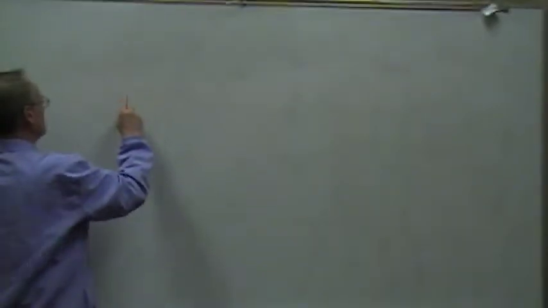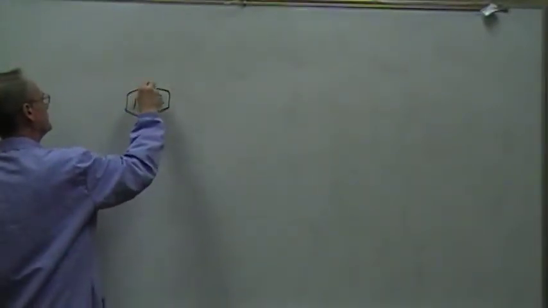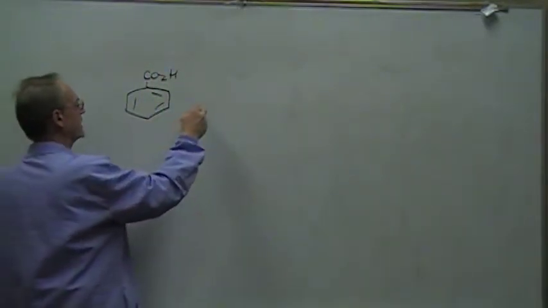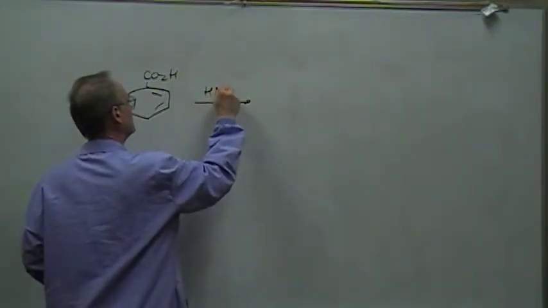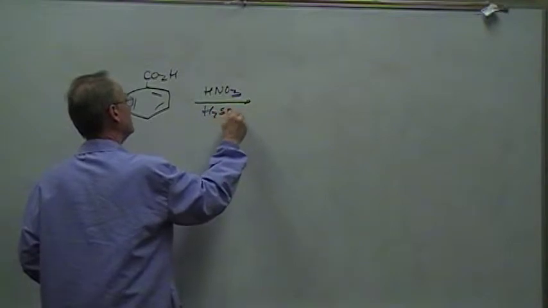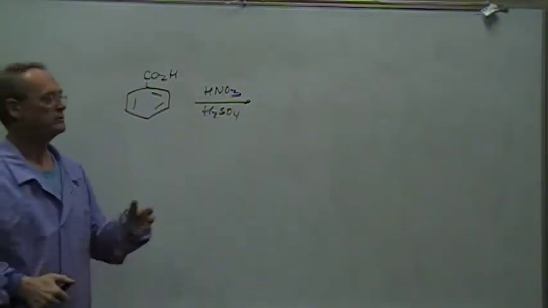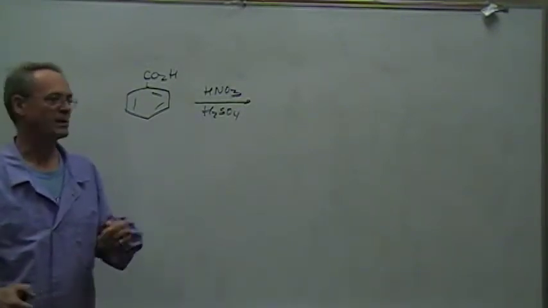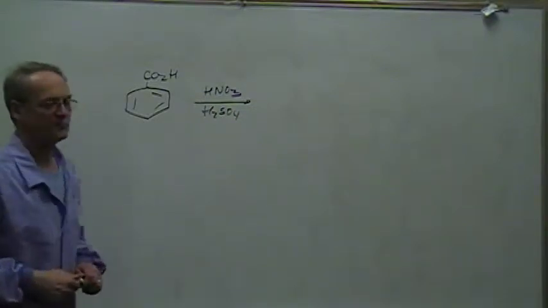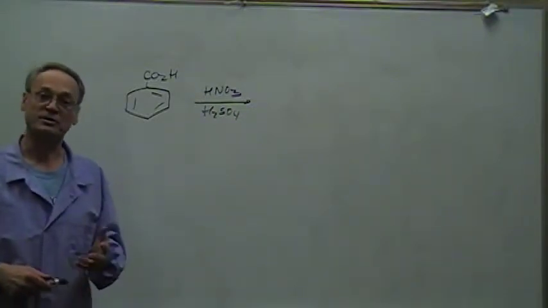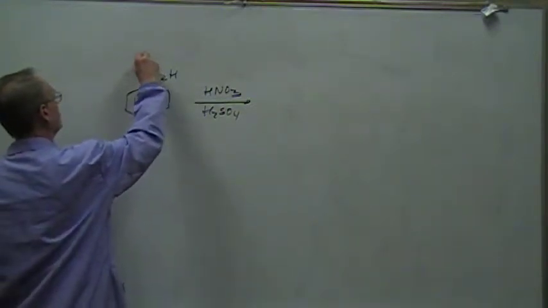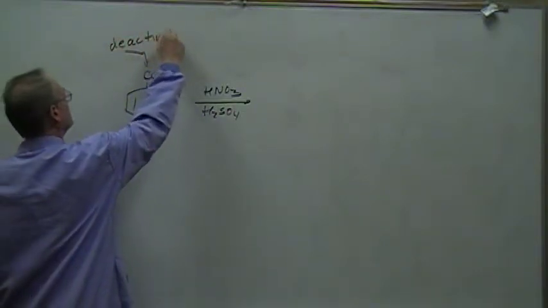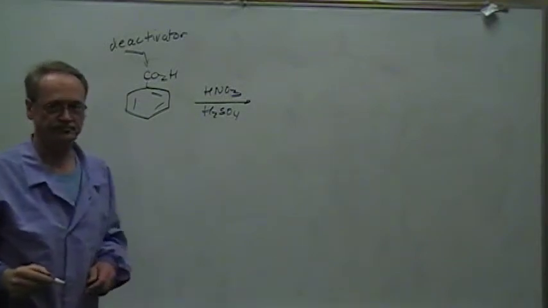Let's start with benzoic acid. You know what benzoic acid is. It's a benzene ring with a carboxylic acid group on it now. And let's react that with nitric acid and sulfuric acid, just to be consistent. But again, you could do nitration, sulfonation, Friedel-Crafts alkylation, Friedel-Crafts acylation, or halogenation, and the same results would apply. First of all, does it happen faster or slower than it would with benzene itself? Well, it turns out in this case it's slower, which means that the carboxylic acid group is a deactivator, which means slower than benzene.